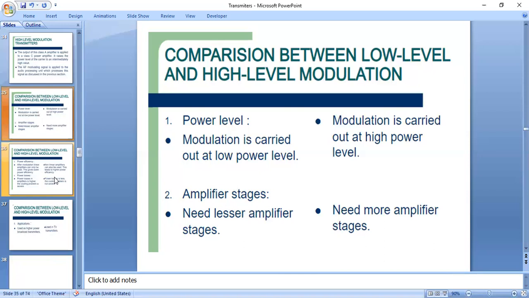And after that modulation, we have to use a power amplifier section. In order to transmit the signal over longer distances, we need to amplify that modulated signal, and that will be given to the transmitting antenna. The transmitting antenna transmits the modulated signal to the channel, which we call the medium. Okay, so this is all about low level AM transmitters and high level AM transmitters. In the next class, I will explain FM transmitters.